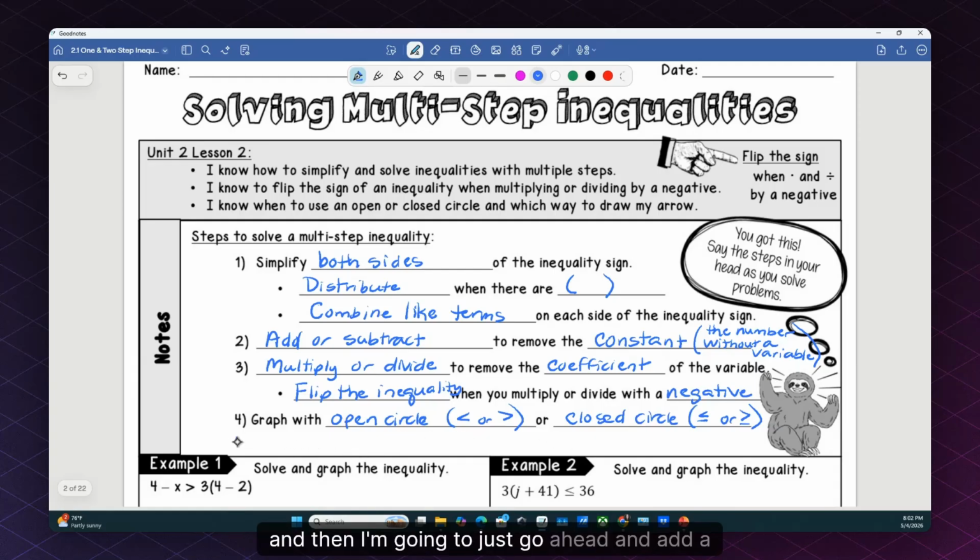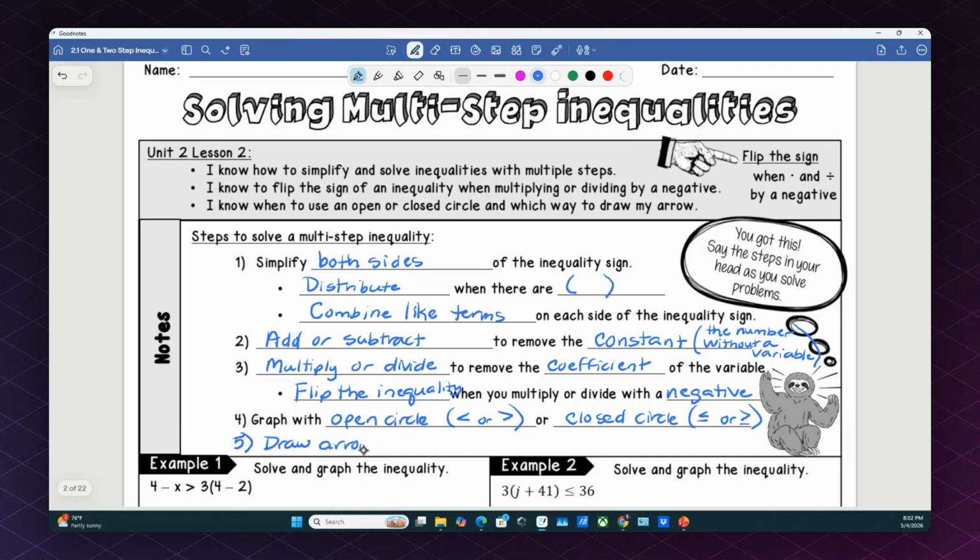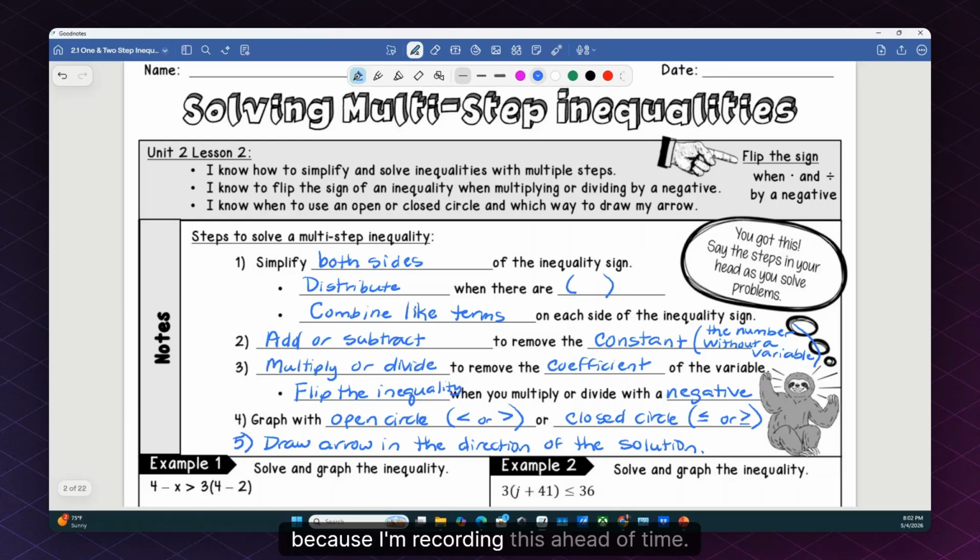And then I'm going to just go ahead and add a little bit of color here. You're going to draw an arrow in the direction of the solution. Alrighty. So if I am going too fast, of course, just pause it because I'm recording this ahead of time.